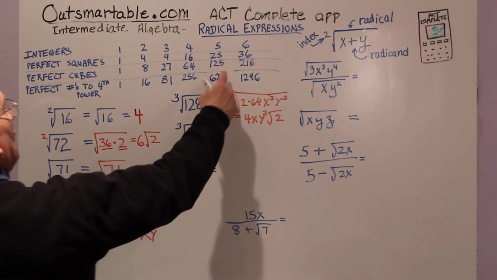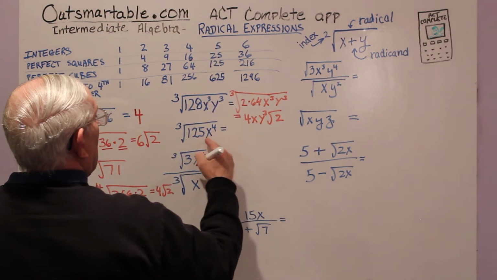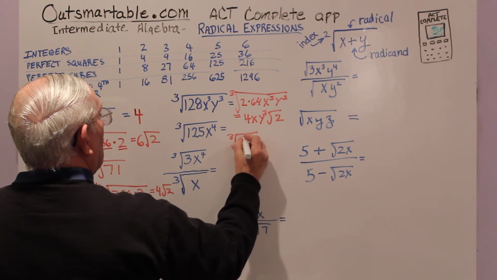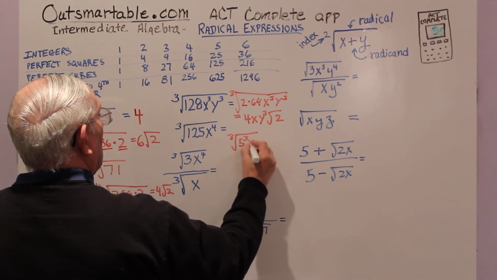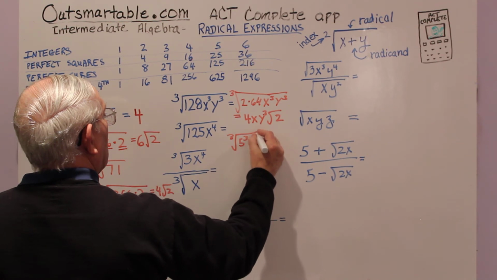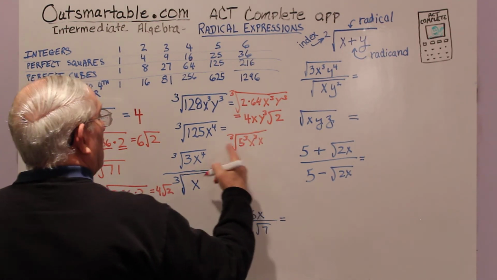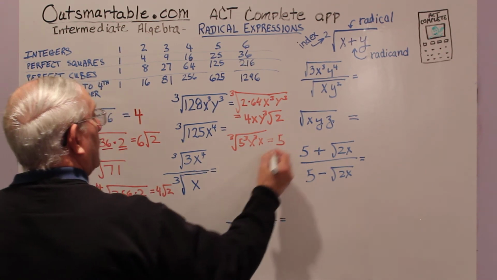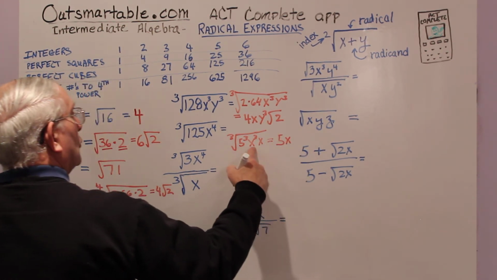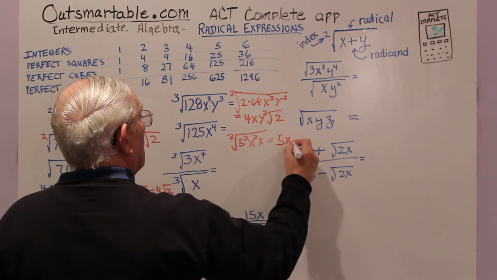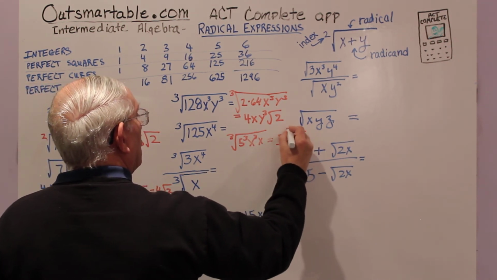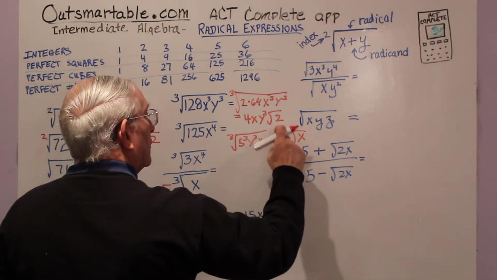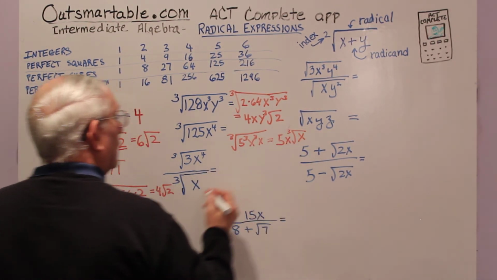Cube root of 125 is 5, right? Now, let's rewrite this. It's like 5 cubed times x cubed times x. So we can take out the 5, we can take out the cube root of x cubed, but that leaves inside the radical symbol the cube root of x. That little 3 there is in the upper left-hand corner of the radical symbol.